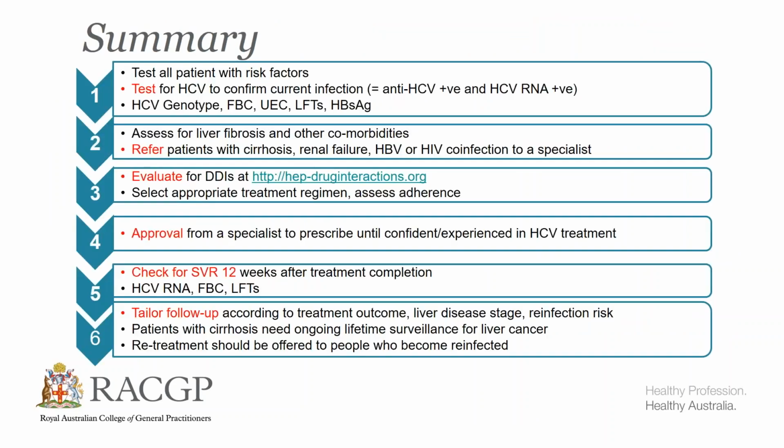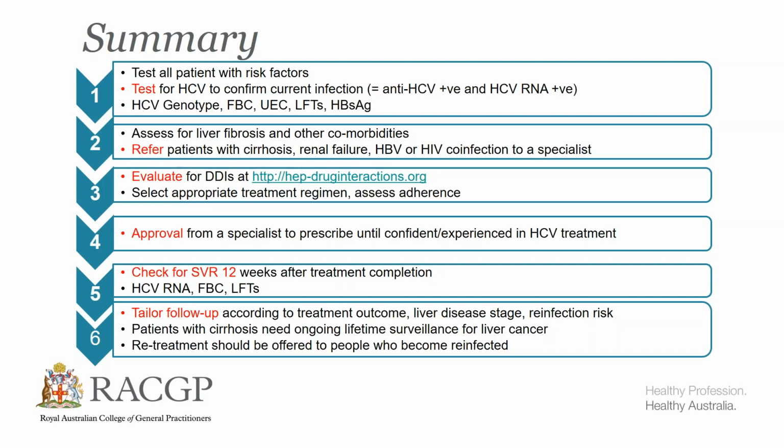So, in summary, we're encouraging GPs to test all patients with risk factors. Test for the hepatitis C virus to confirm current infection, and then follow through with your genotype and your baseline tests, including testing for other comorbidities and co-infections. You can treat people with chronic hepatitis C, but refer those with cirrhosis, renal failure, or co-infection with hepatitis B or HIV to a specialist.